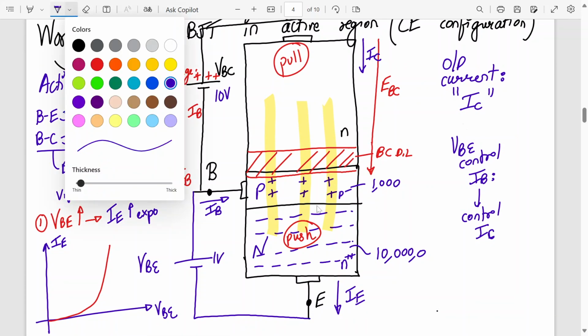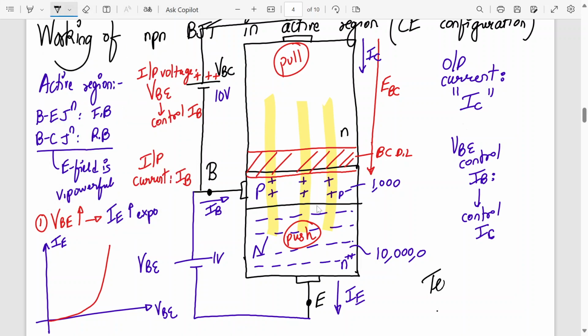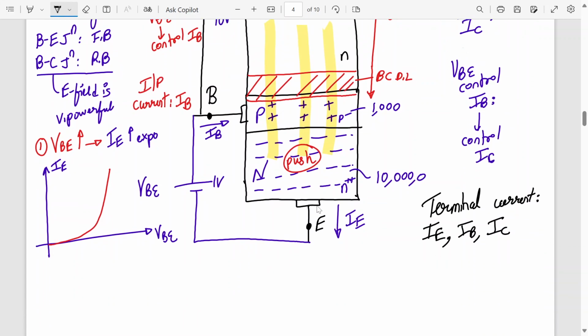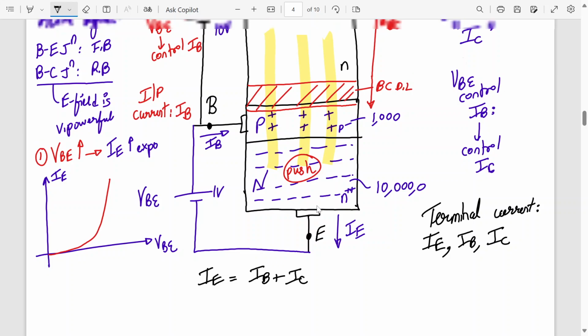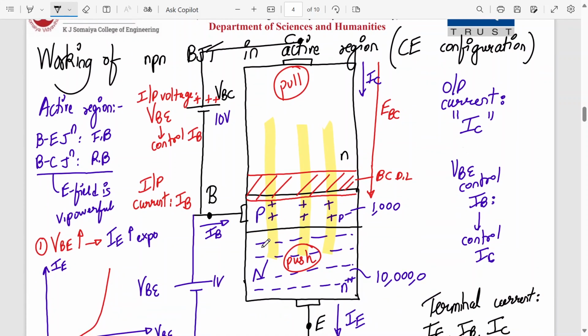All right, so if I want to write all the terminal currents, what will the terminal currents be given by? Which are the terminals? Base, collector, emitter, right? So terminal currents will be IE, IB and IC. Do the three have a relationship between them? Yes. IE is the total current, the combination of IB plus IC. See, a small amount of base current will flow because of these holes. There are holes in the N region also. That will contribute to the base current, and some of the holes will recombine. So that will also contribute to the base current.